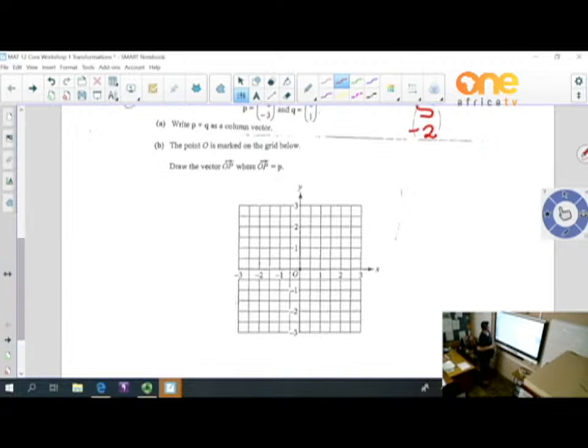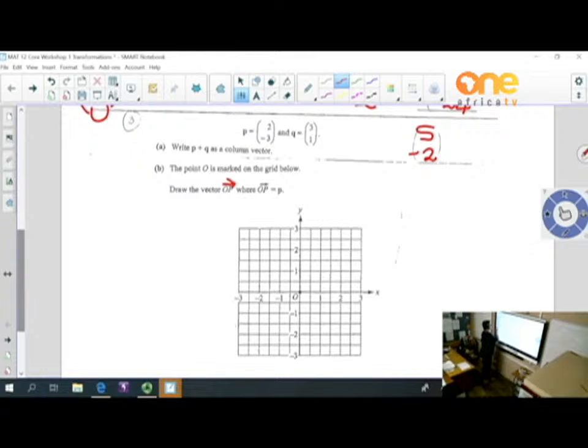The point O is marked on the grid below. Draw the vector OP. Now look at this one. There is a direction from O to P, where OP is P. Now the column vector P was 2, negative 3. So we start now here at the origin. Positive 2, remember what we said? If you go to the right, it's positive. If you go to the left, it's negative. If you go up, it's positive. If you go down, it's negative.